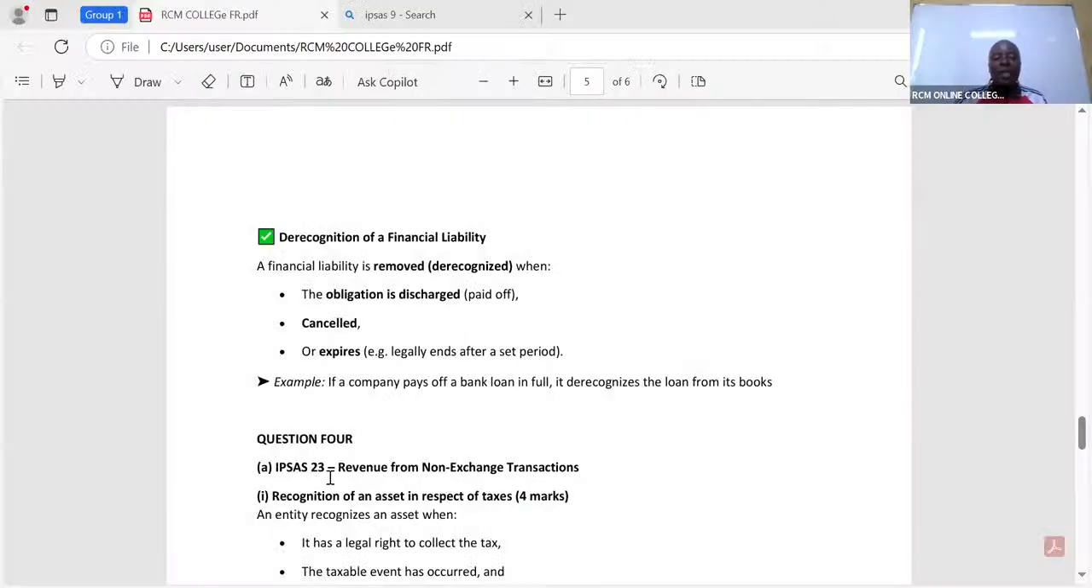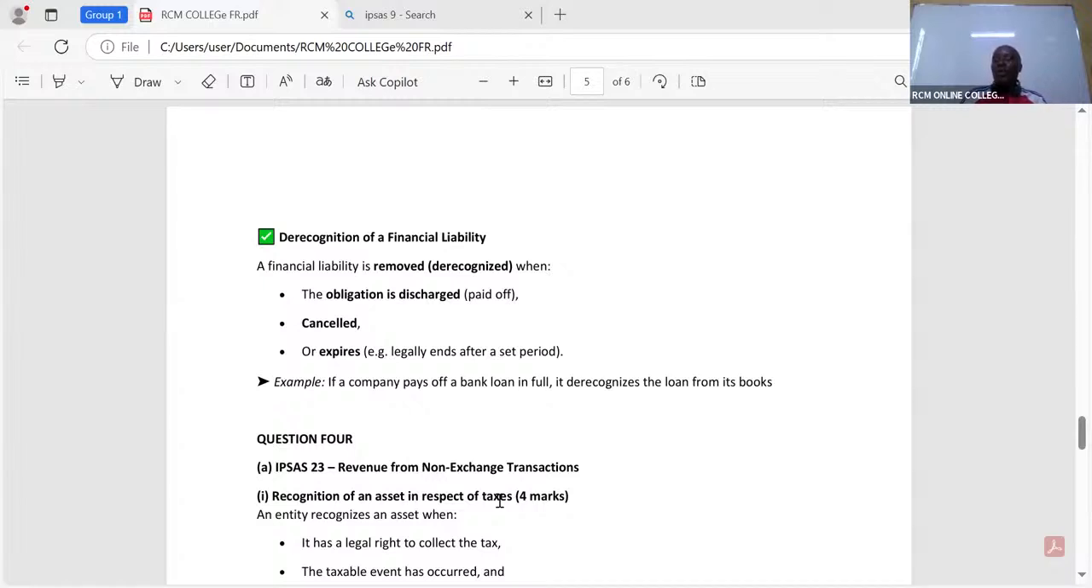Now, what is the question asking about? They simply wanted us to give them IPSAS 23, revenue from non-exchange transactions, recognition of an asset in respect of taxes. So remember, this tax has just been promised to you. All right? So as an entity, as Kenya, for example, here, how do you recognize this cash flow that will be coming to you in the form of?